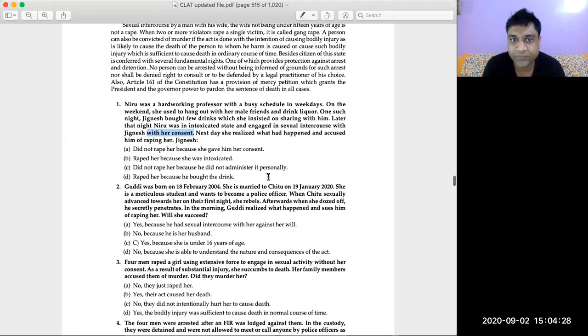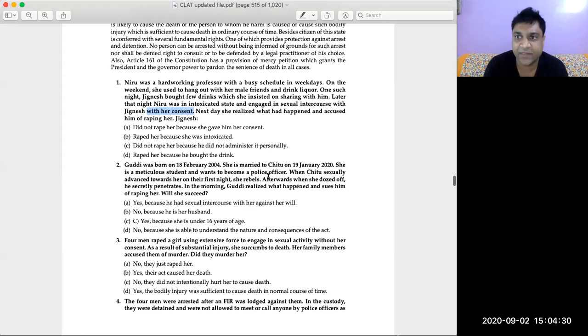It is not rape because she gave her consent, and it is not intoxication because it was voluntary. Please remember, intoxication is only for involuntary intoxication. Not for when you yourself got drunk and you yourself are blaming someone else. It doesn't work like that. Okay.